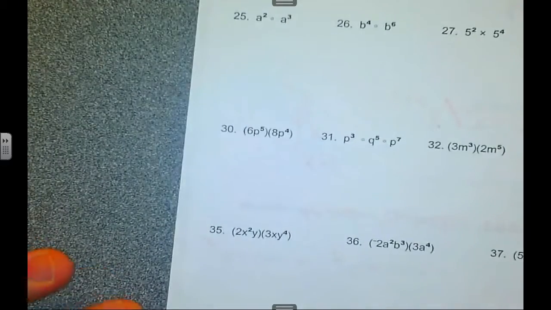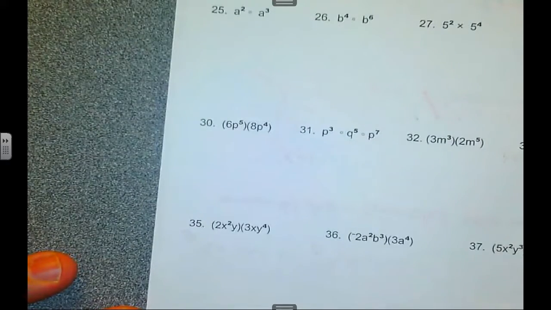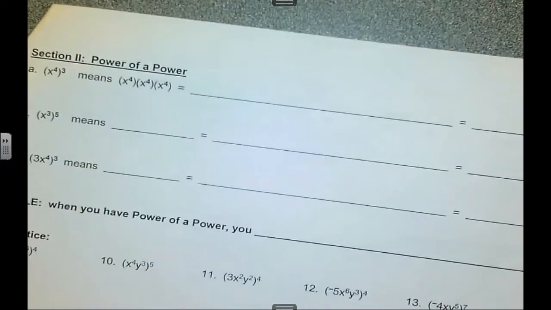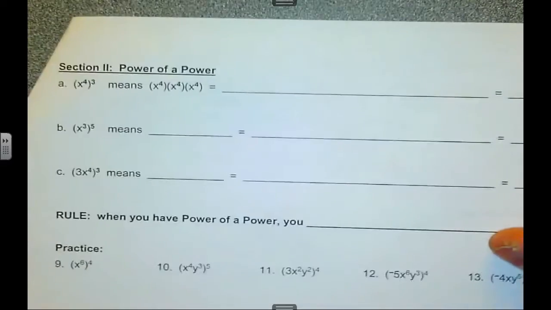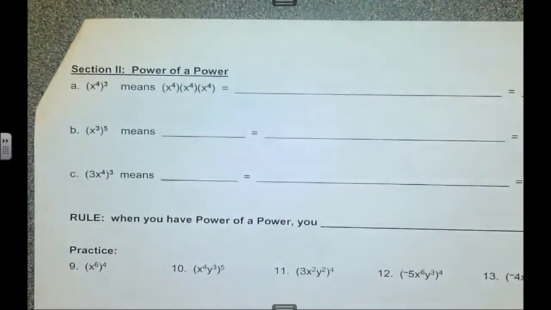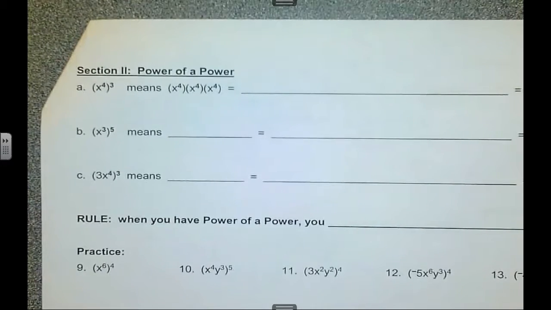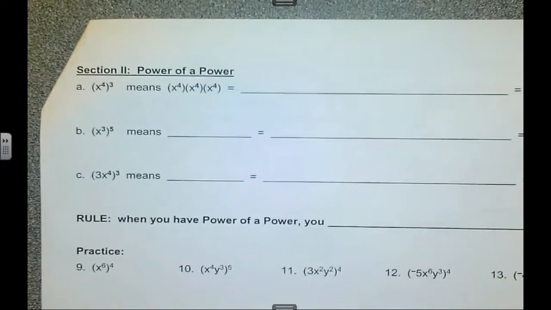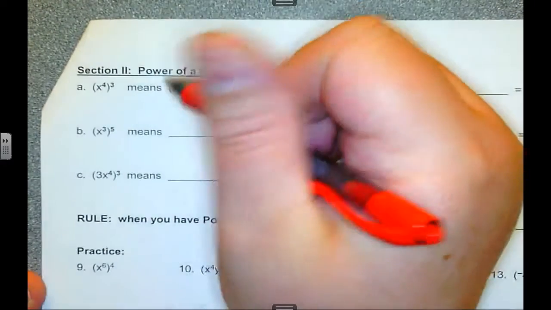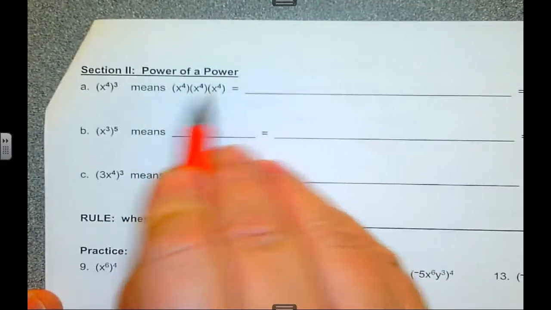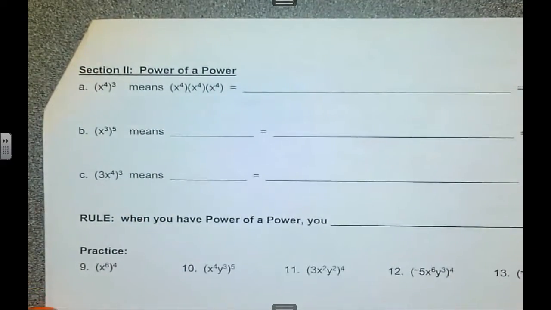All right. Any questions on this? Second rule. It's called power to the power. What if the exponent's outside the parentheses? What do you do if there's a number outside of parentheses? Multiply. Yeah. That's exactly what you're going to do. You're going to multiply each one of these exponents.